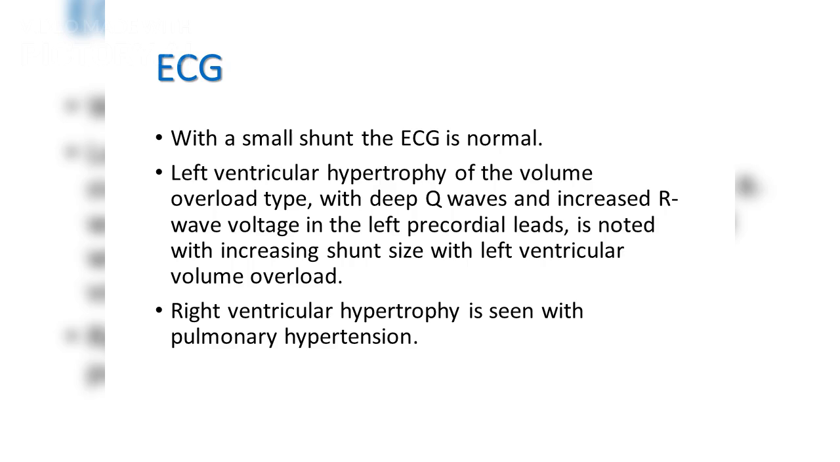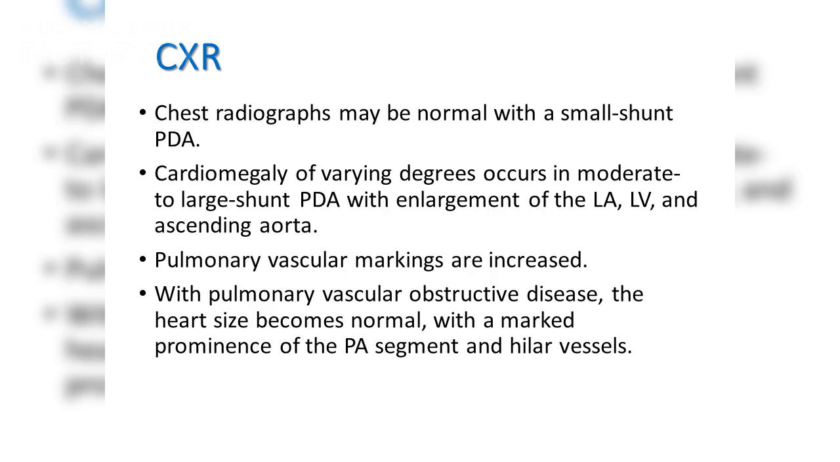Next, we will discuss the investigations used to diagnose patent ductus arteriosus. An ECG may be normal with a small shunt. Larger shunts can show left ventricular hypertrophy, and pulmonary hypertension can cause right ventricular hypertrophy. Chest radiographs can be normal with small shunts. Larger shunts may show cardiomegaly and increased pulmonary vascular markings. Pulmonary vascular obstructive disease can normalize heart size but increase PA segment prominence.